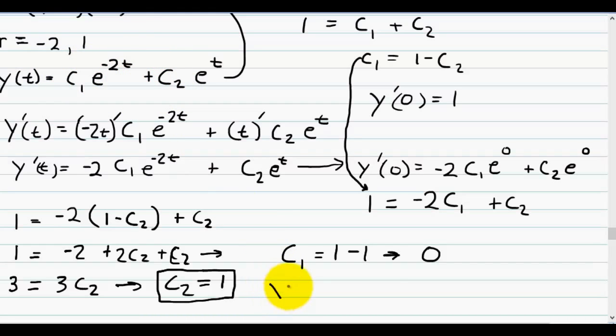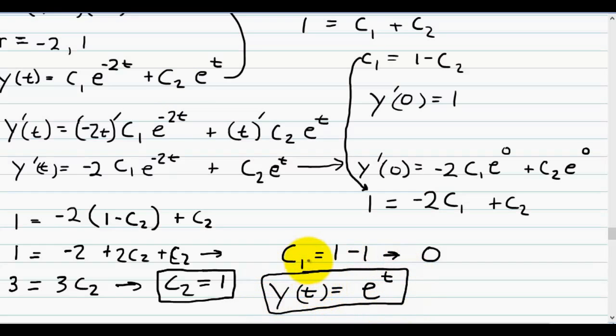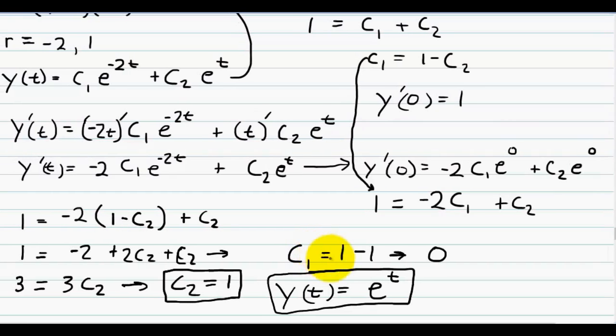So we're going to get y of t is equal to C1, which is 0. Since that's 0, that's going to go away. And I'm going to plug in 1 for C2, which is just going to be equal to e to the t. And that will be the solution of the differential equation. So let's go on to the next one.